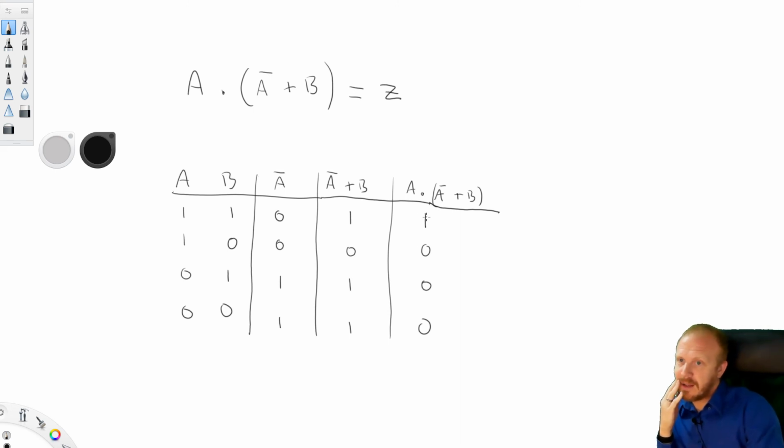So this one here, 1 when it's 1, 1, 0, 0, 0, which single operation produces that truth table? Post in the comments if you know.